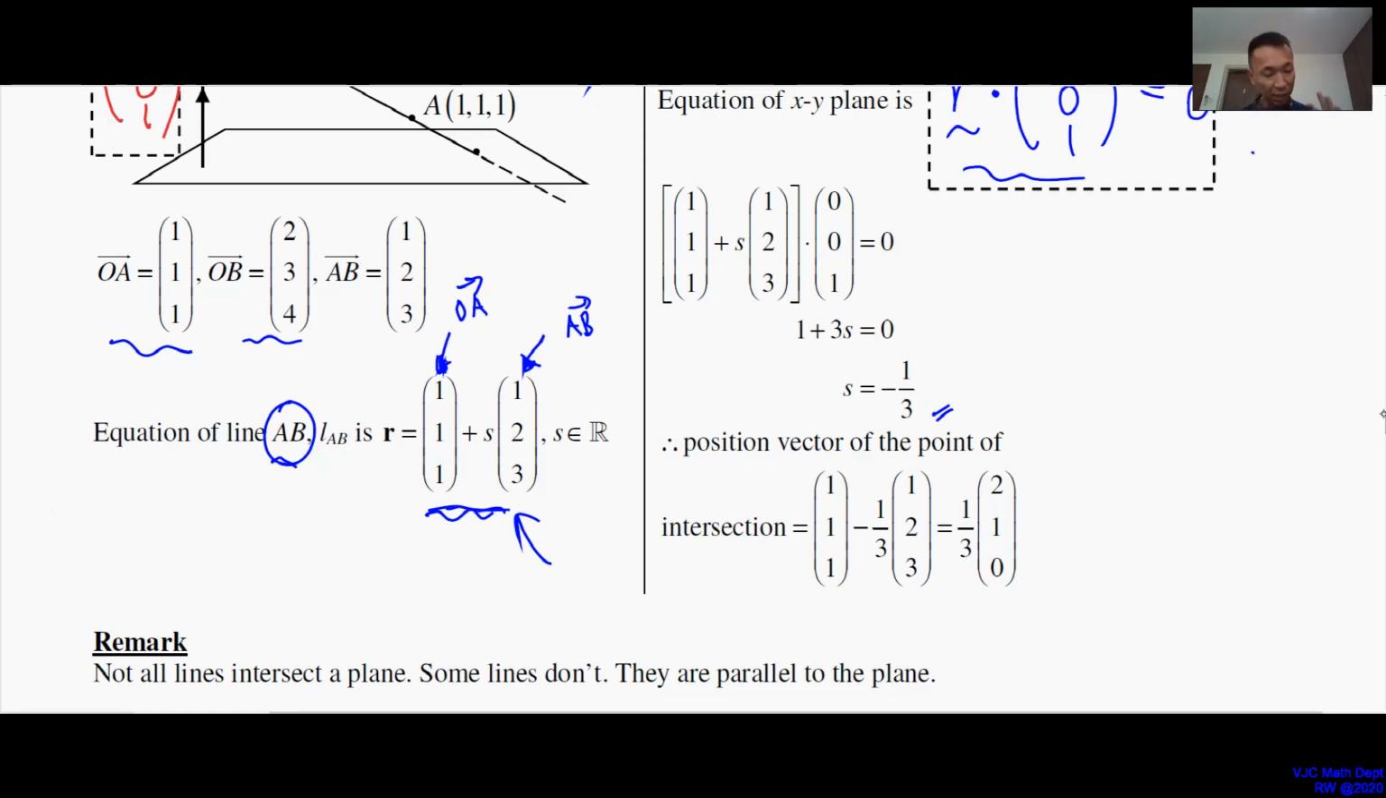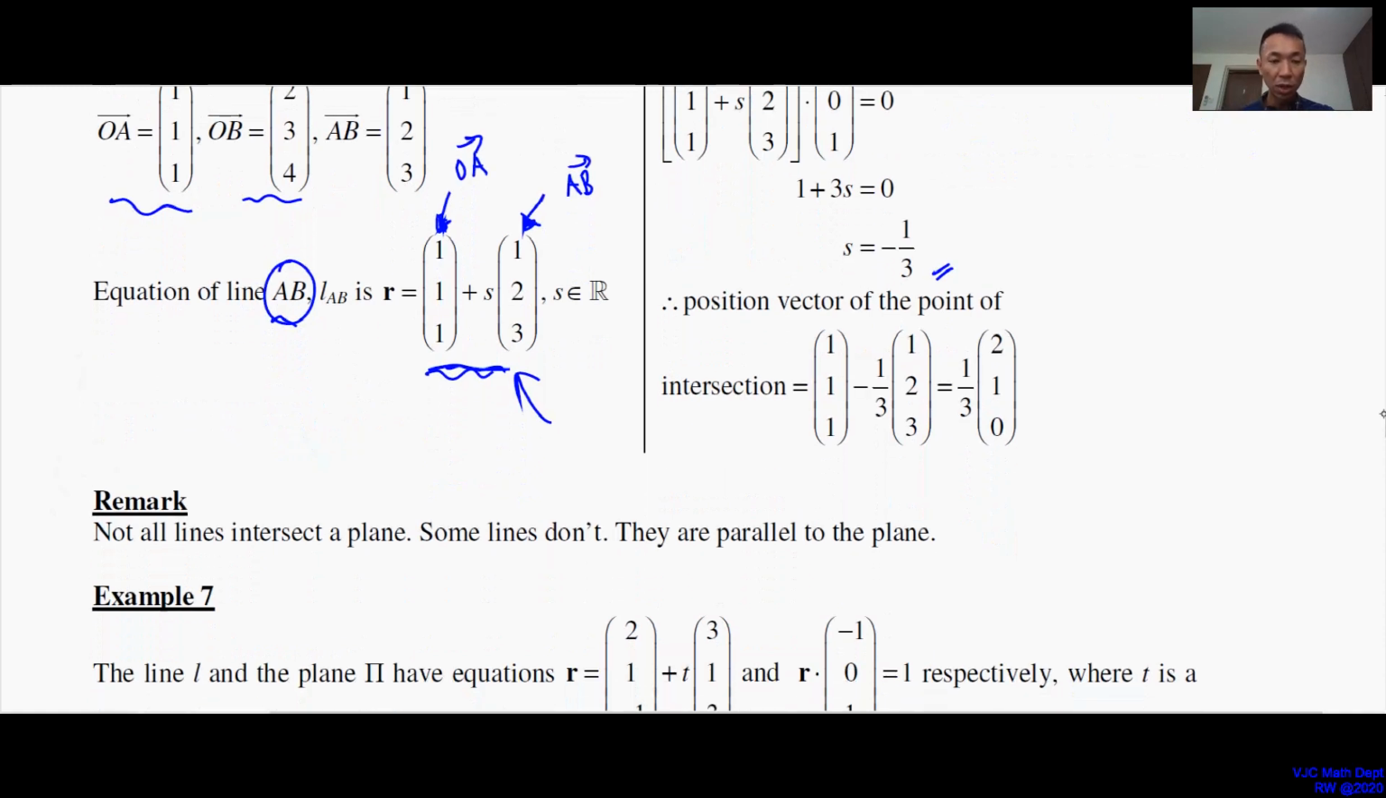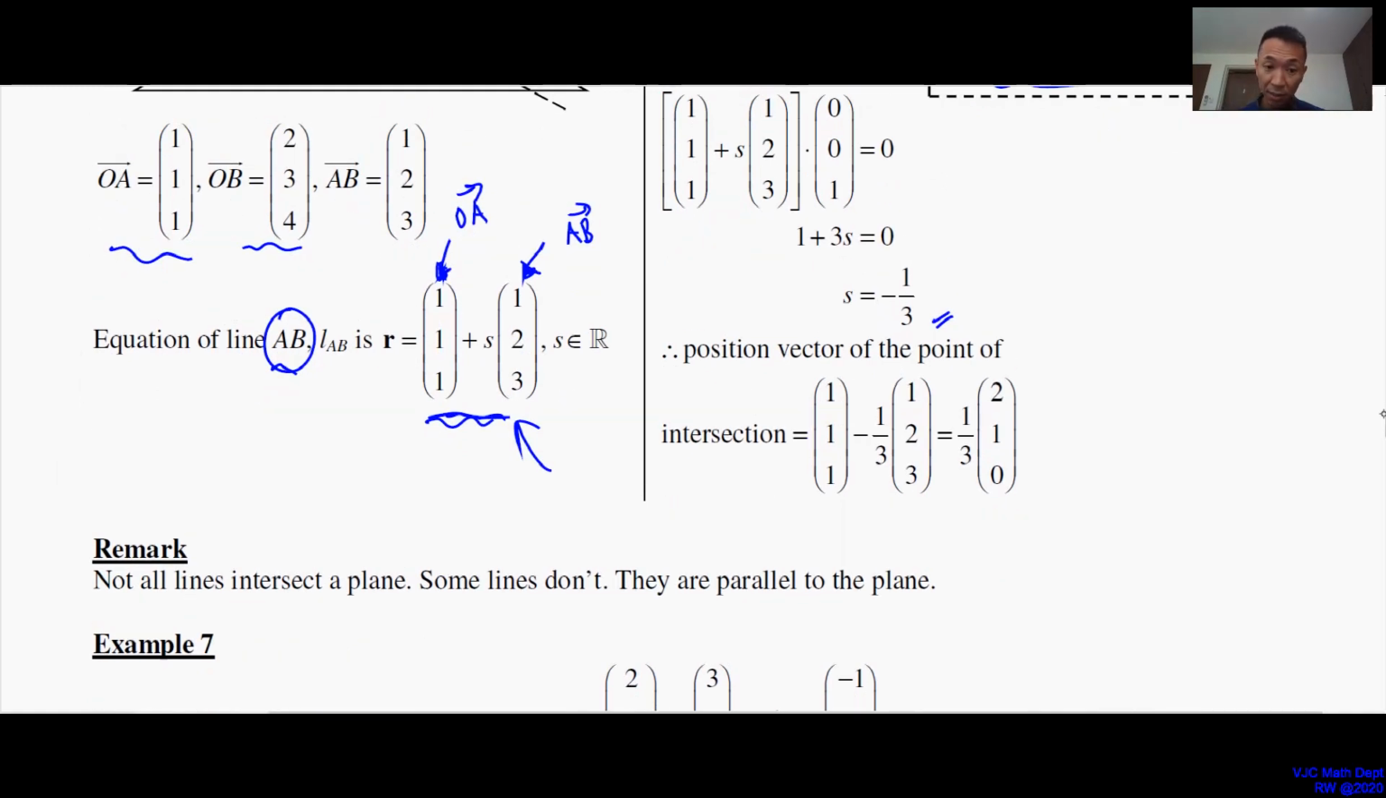All good? Yes, so example 5 and 6 are similar, except that in example 6 you have to find the equation of the lines. Just a quick note, not all lines intersect a plane. Some lines don't, as you can see in example 7, where you have this case where a line is like that, I try and draw, and the plane is like that. This is the line, this is the plane. They do not intersect.